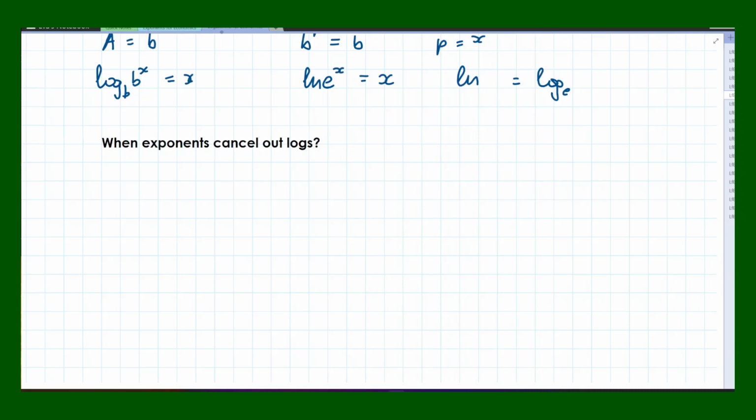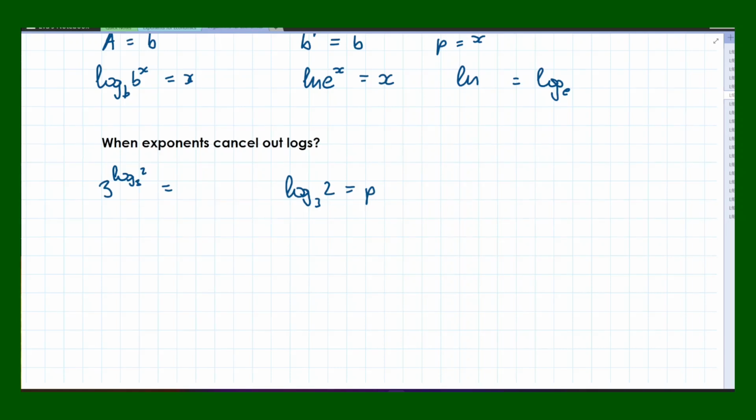So what happens if I have 3 to the log base 3 of 2? Well, what is that equal to? Let's focus on what's in the exponent. In the exponent, I have log base 3 of 2. That's going to have to be equal to some power. I don't know what, but it's equal to some power. Remember, logs are another way of thinking about powers.